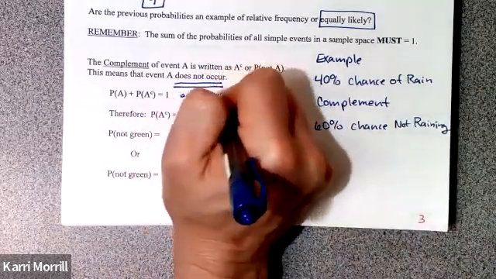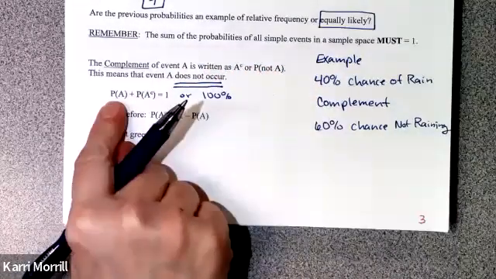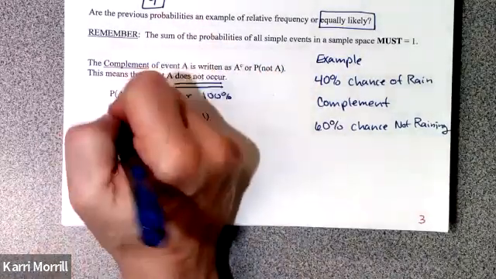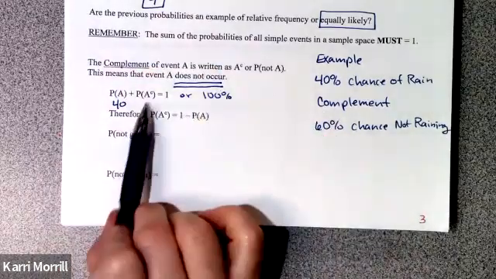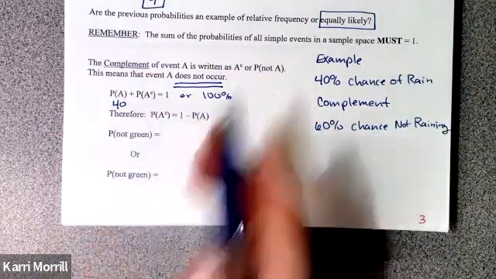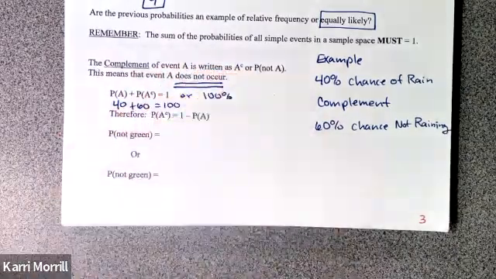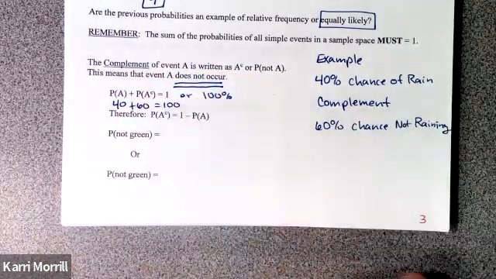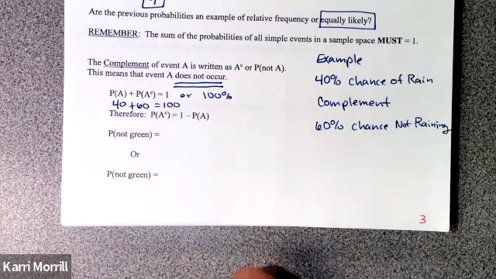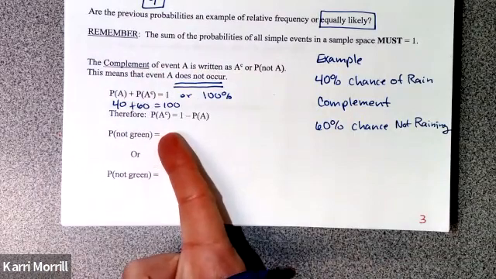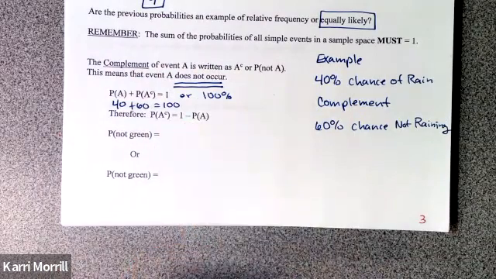In this case, if we were talking about rain, we were saying the probability of rain was 40%. The complement, that's what that little C means up there, is 60%, and that should equal 100, or if we turn those into decimals and added 0.4 and 0.6 together, it would be 1. So what that means is to find the complement, you're just subtracting it from 1 or 100.